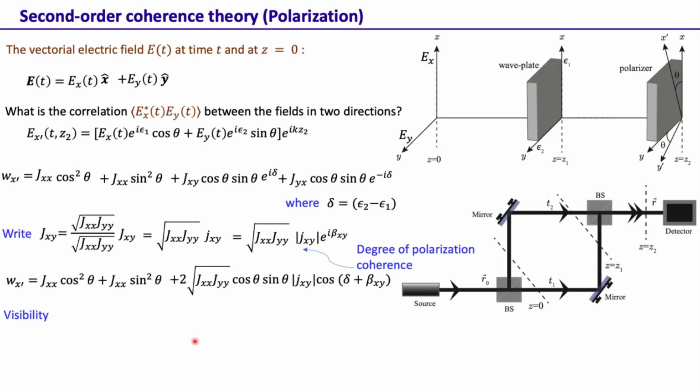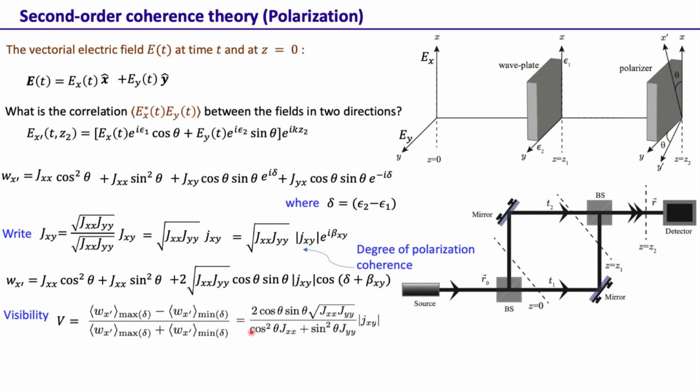Okay, so we can now define, just like in time and space, the visibility here. So visibility is Wx prime max, maximized over this delta, minus Wx prime min, minimized over this delta, divided by Wx prime max plus Wx prime min. And this we can show is basically 2 cosine theta sin theta times the square root of Jxx Jyy times the degree of polarization coherence, divided by Jxx cosine square theta plus Jyy sine square theta.